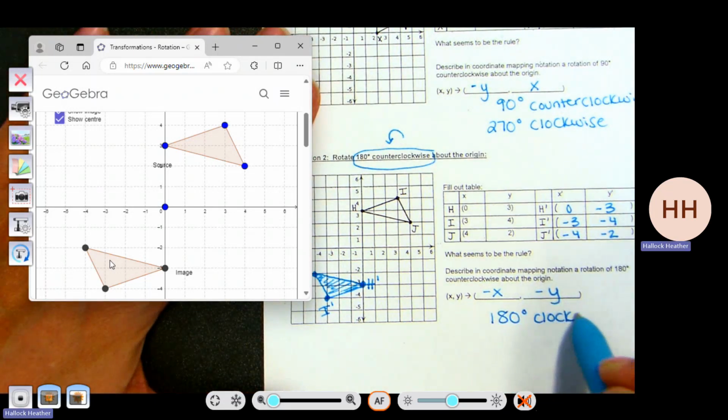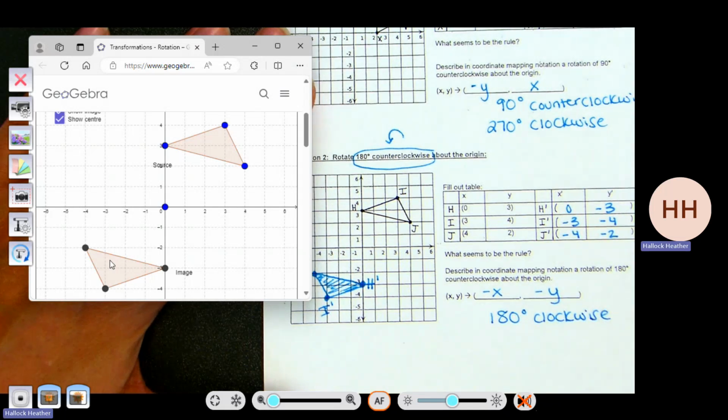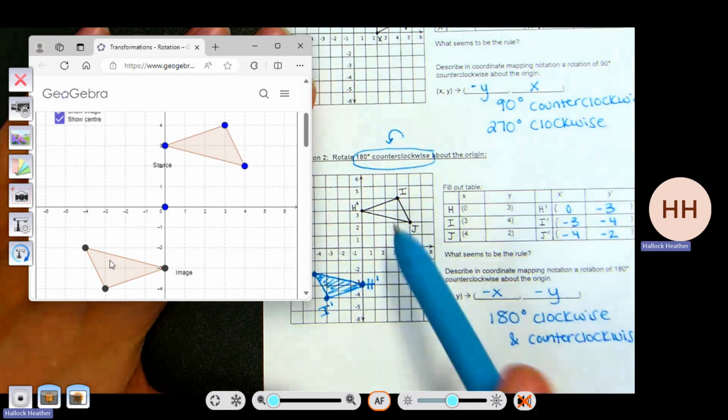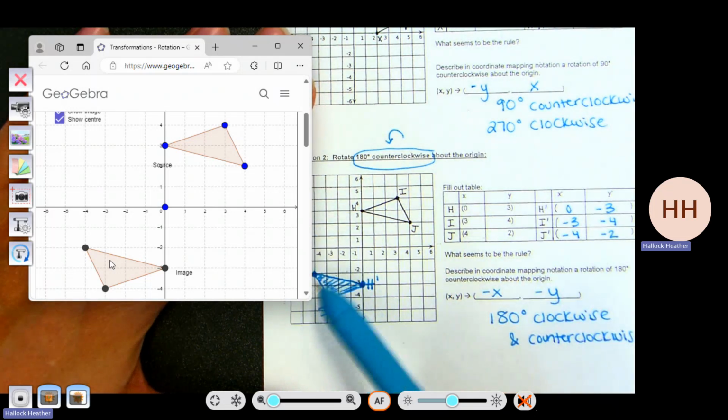So 180 works for 180 degrees clockwise and counterclockwise. So the rule is the same for 180 each direction because you can go 2 quadrants to the left or 2 quadrants to the right, and you're going to end up no matter what in this bottom quadrant.